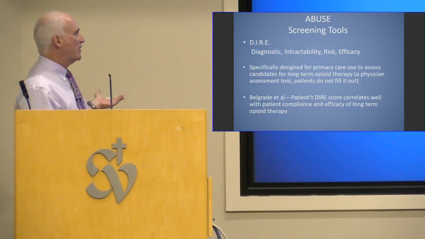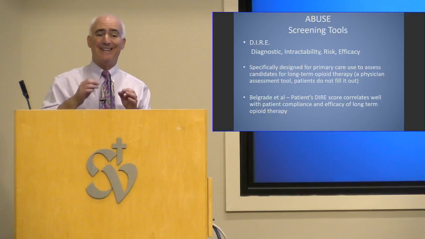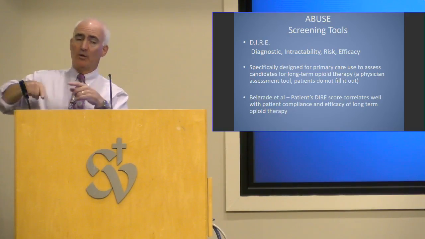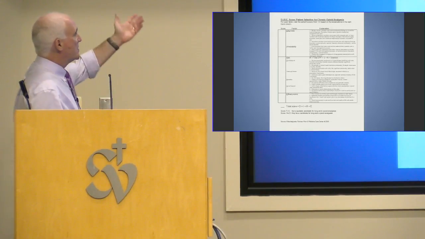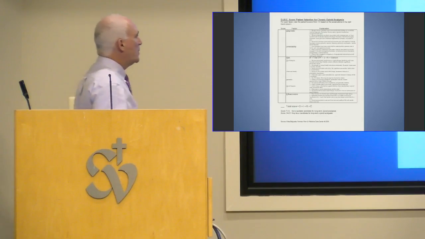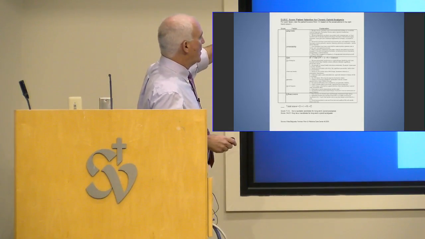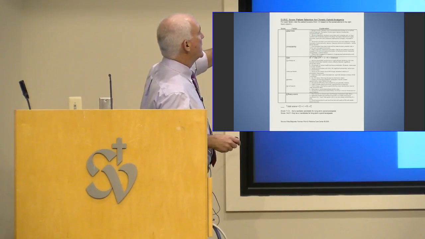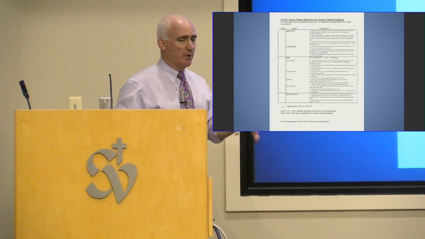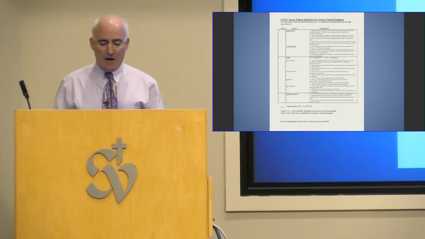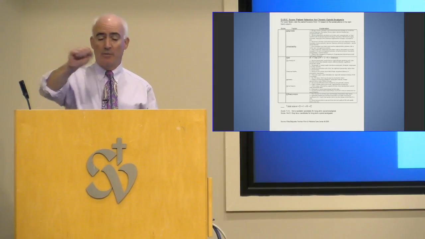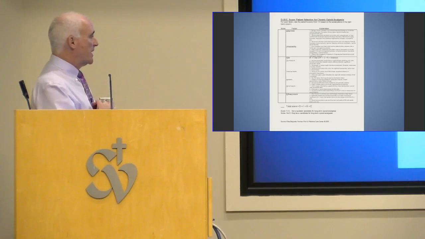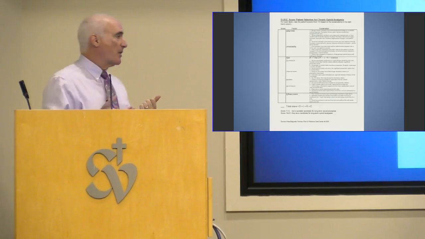So Belgrade et al. looked at this, and he said the patient's DIRE score correlates well with patient compliance and efficacy. They're looking at it a little bit differently. Compliance and efficacy for long-term opioid therapy. And this is the DIRE sheet here. They look at risk as psychologic, chemical health, reliability, social support, and you can see the diagnosis and intractability. Again, this is all in the handouts. But this is one that you would fill out as a physician after meeting the patient, discussing it with them, marking these down, and then you would score that to say, okay, are they going to be a good candidate or not? Are they going to be compliant?